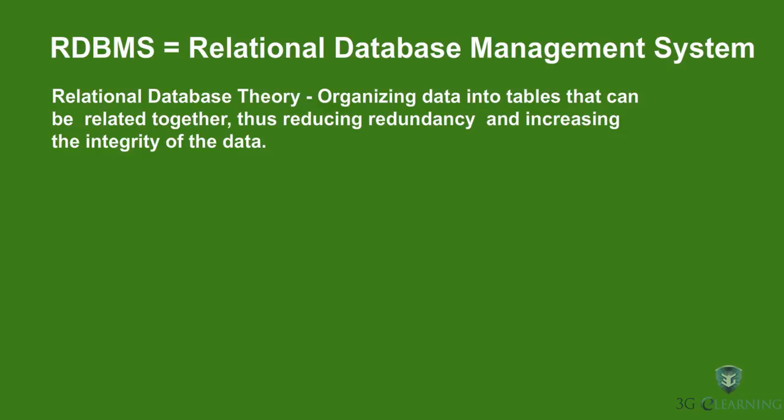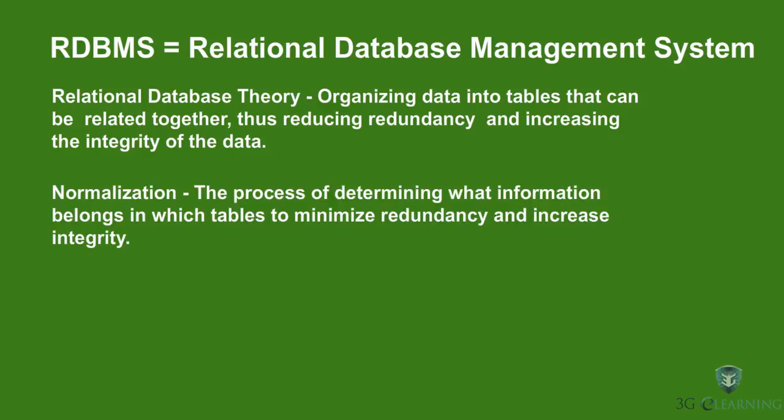In relational database theory, you organize your data in tables that are related to other tables. There may be a table just for customer names and another table for order information. You could have one table where you put both things in, the customer names and order information.